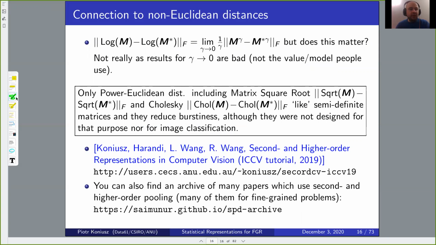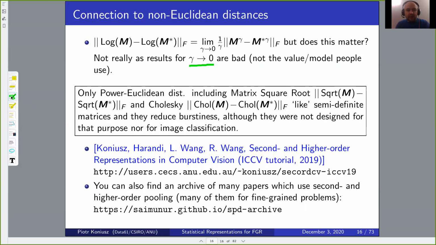But the relation between Riemannian distances and power Euclidean is perhaps a little bit vague. So for instance, in the limit where gamma tends to 0, power Euclidean distance is equal to log Euclidean distance. But in my opinion, it doesn't really matter because in fact, we never work with gamma equals 0. We work with gamma typically around 0.5. So in that regime, power Euclidean distance is not an approximation of log Euclidean distance. The only other non-Euclidean distances that are similar to power Euclidean are matrix square root and Cholesky, which work well with semi-definite matrices.